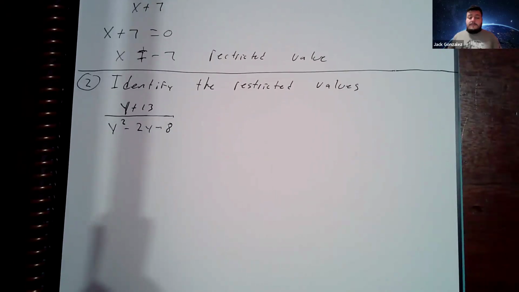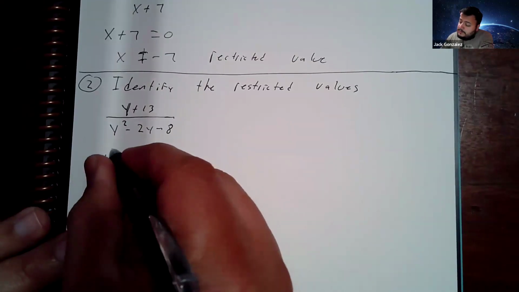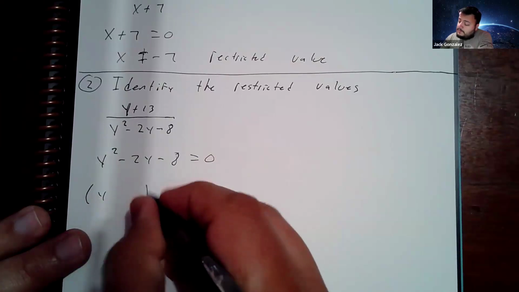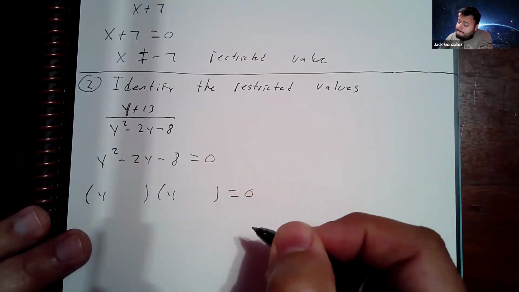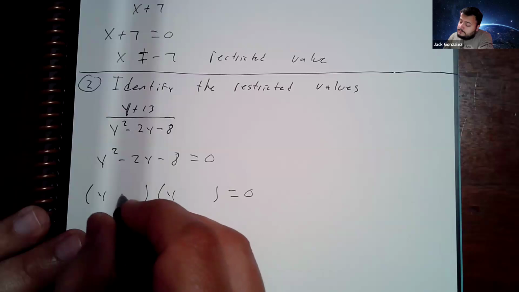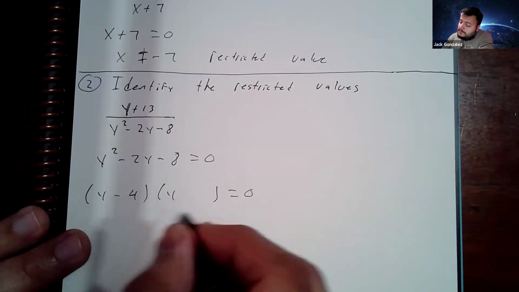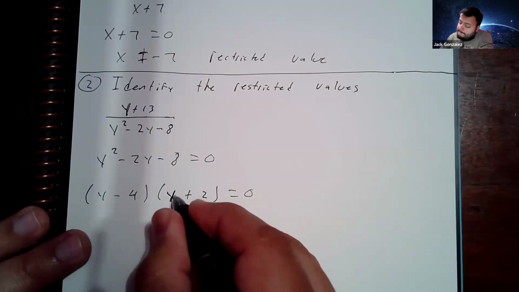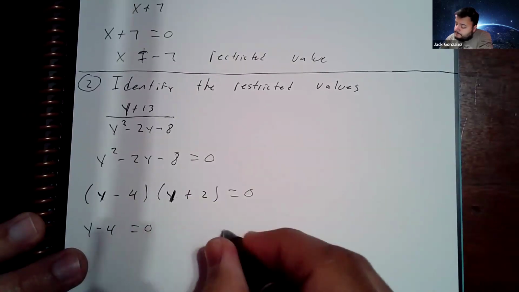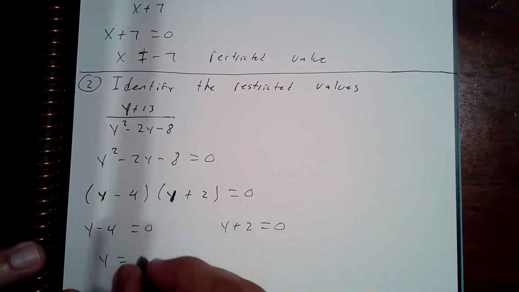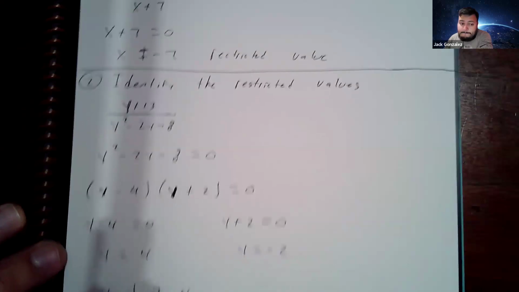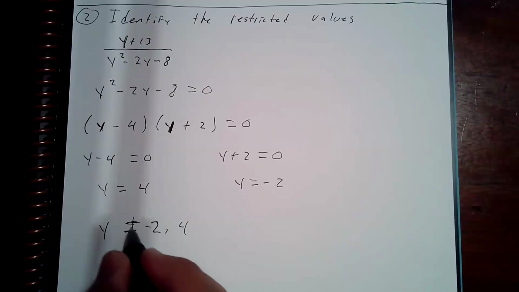So number 2, the homework. Same deal. But you can't tell by looking at it. Set the denominator equal to 0. And you have all solved a bunch of quadratics, right? So we know we have to factor. Factor this would be -4 plus 2, right? Okay, so now you solve it. So y cannot be -2 or 4. So the restricted values are -2 and 4.